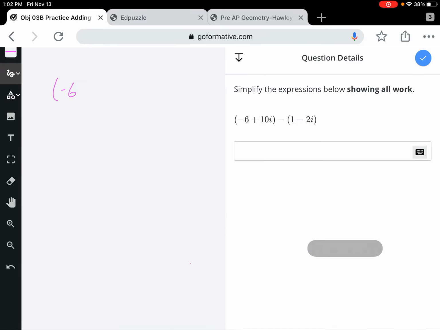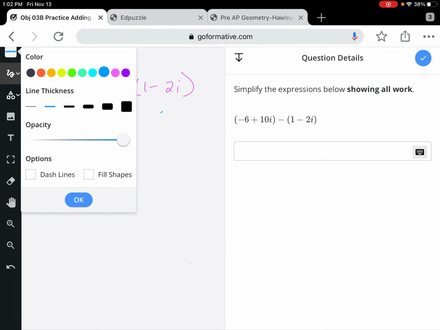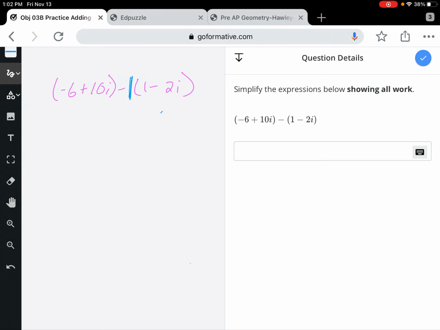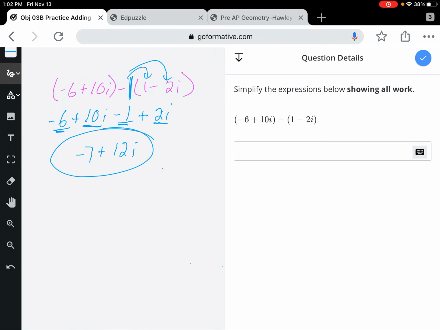This one's a little bit trickier. What I have to remember for these is that I have to have a negative 1 in front. I have to distribute the negative 1. So when it's minus, make sure you distribute a negative 1. Once I distribute that negative 1, I lose the parentheses. Negative 1 times 1 is negative 1. Negative 1 times negative 2i is positive 2i. Then I combine my like terms. 6 and negative 1 is negative 7. Positive 10i plus 2i is positive 12i.